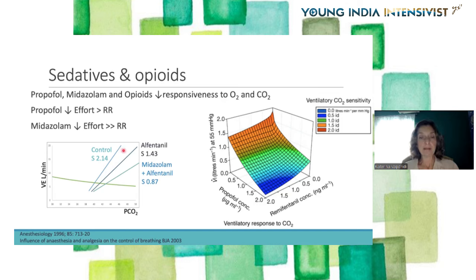And they have additive effects, as you can see in this experiment with alfentanil and midazolam. Notice the downward slope of the curve. And also in this experiment with propofol and remifentanil. Also, it's important to remember that both propofol and midazolam achieve this decrease in the responsiveness mainly through a reduction of inspiratory effort to a greater extent than of respiratory rate. Opioids have the opposite effect.